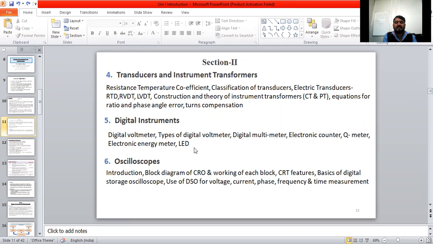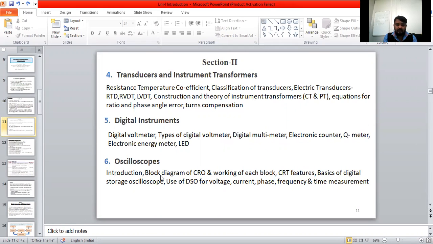The last unit is the oscilloscope. All the instruments in the previous research centers, they use oscilloscopes for identifying the values. So the cathode ray oscilloscope is a very important thing. That one we are going to use in all the major places, so we are going to use and discuss the cathode ray oscilloscopes here.